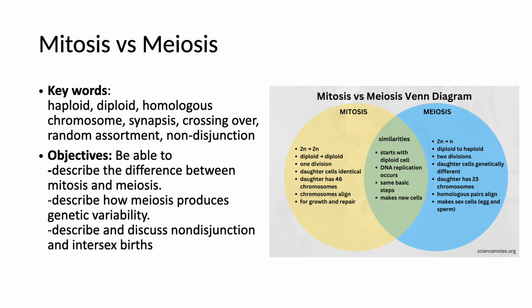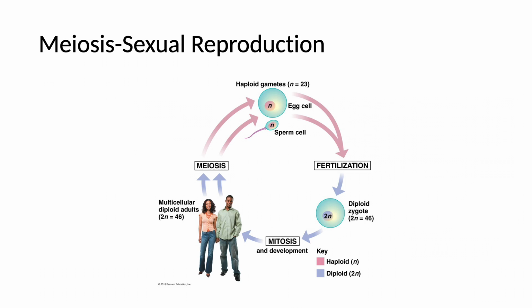Okay, this is our second program on meiosis. Here we're going to discuss again some of the issues with meiosis, how it differs from mitosis, and we're going to go into a problem called nondisjunction and intersex births and intersex overall.